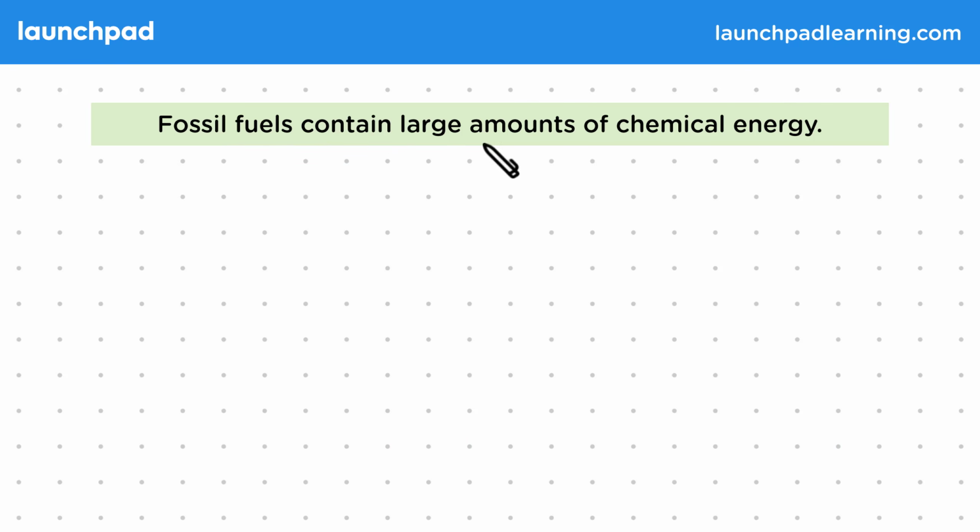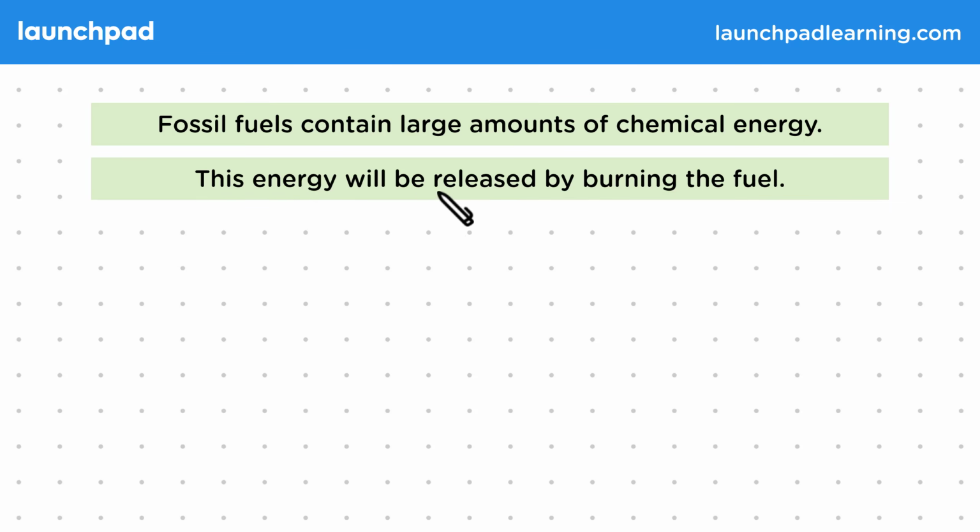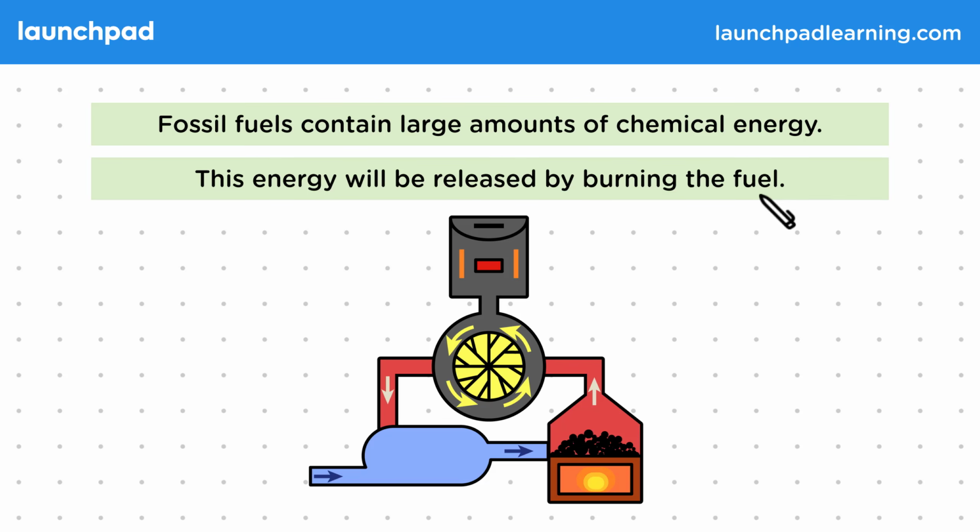Fossil fuels contain large amounts of chemical energy. This energy comes from the leftover chemical energy within the organisms. This energy will be released by burning the fuel. The fuel is burnt within a fossil fuel burning plant. When the fuel is burnt, the chemical energy in the fuel is converted into thermal energy.